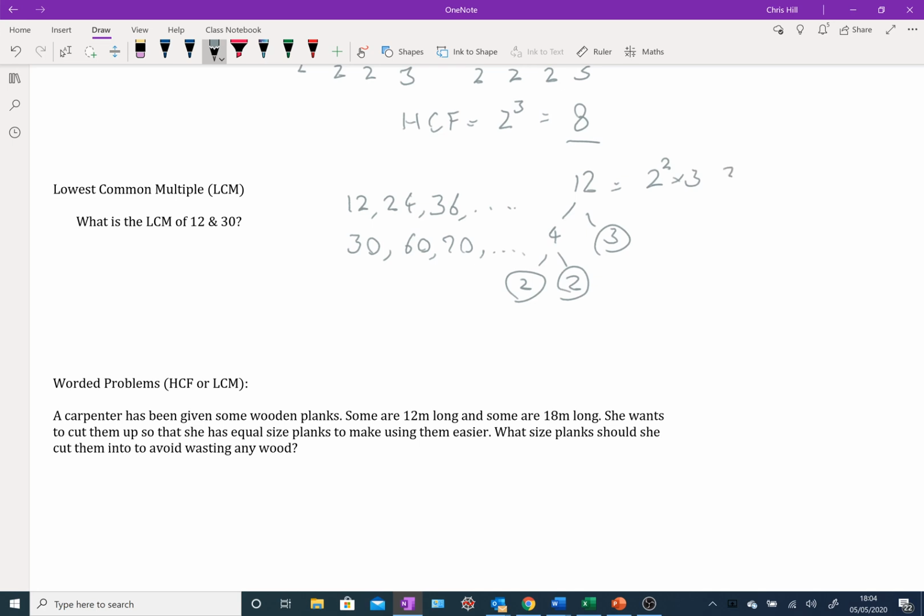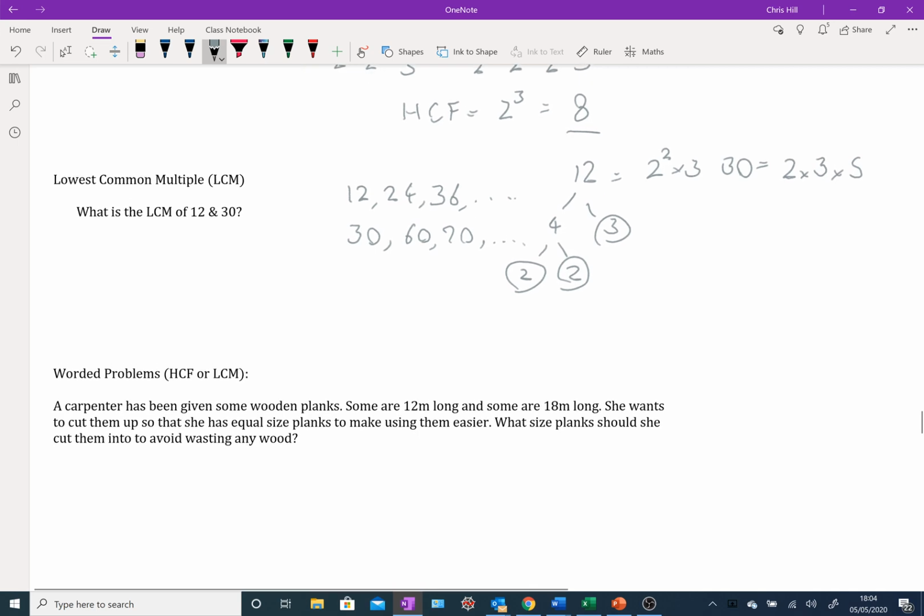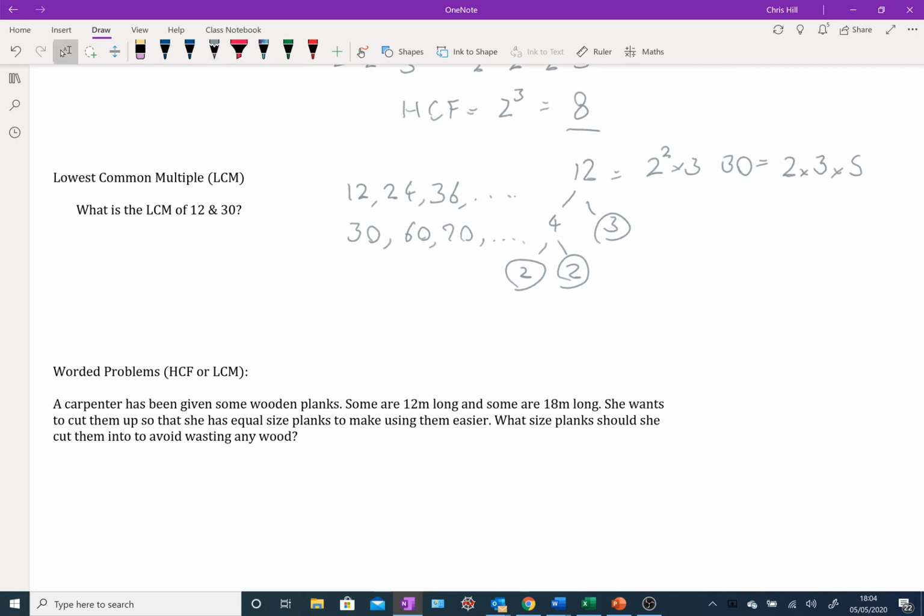30 is equal to, what's it going to be? 2 times 3 times 5. Okay, I've not done the tree, but that's what it is. So what we then do is we say, okay, we take the highest powers of each one. So we'd say 2 to the power of 2 is the highest power of 2.